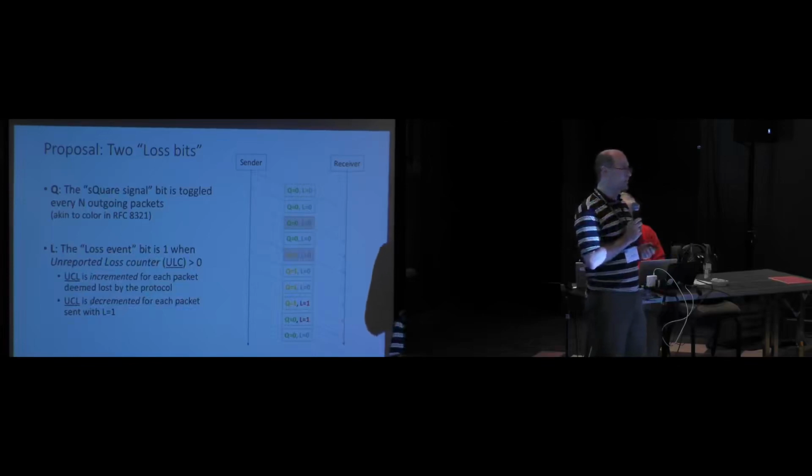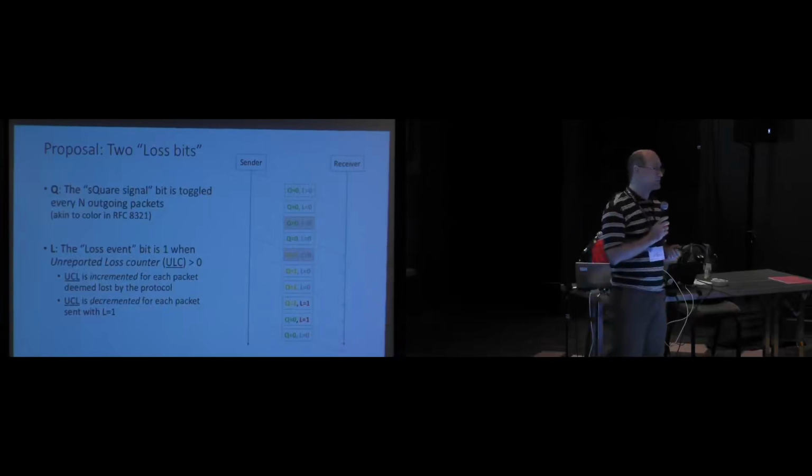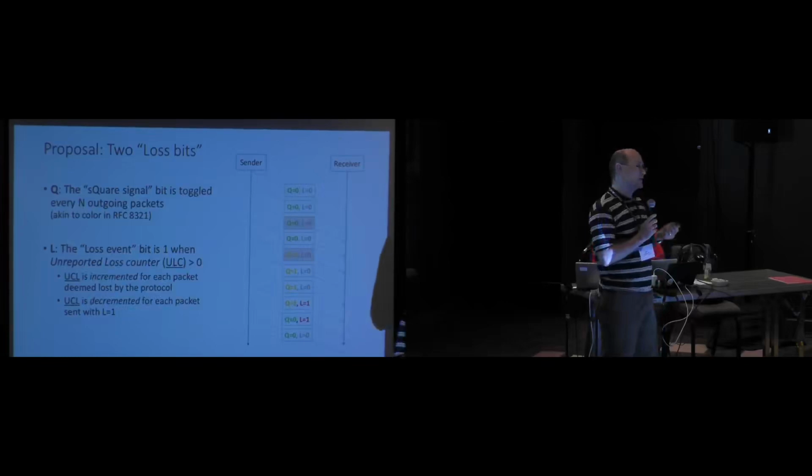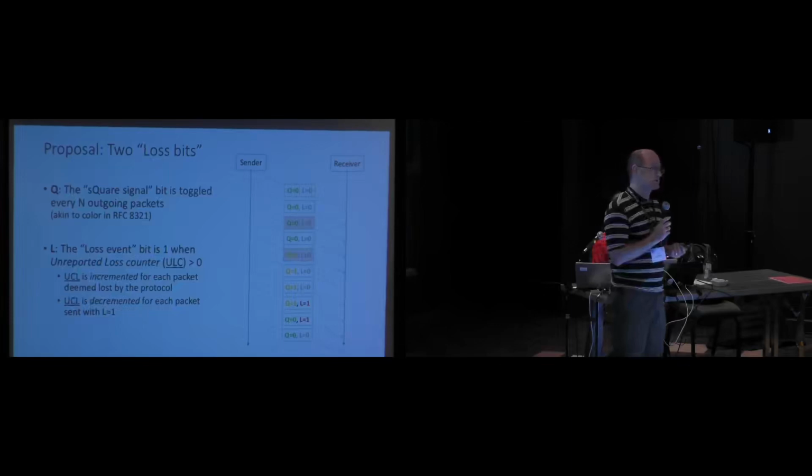The other bit is an L bit, for loss event bit. It is set when there is a special unreported loss counter which is greater than 0. The unreported loss counter is maintained by the sender. When there is a packet that the sender sent and the sender deems it lost, it increments the counter. When a packet with L=1 is sent, the counter is decremented. If you can see the picture, there are 2 packets in red. They've been lost. About 1 RTT to 1 RTO later, the sender determined they had been lost, and it sent 2 packets with L=1.